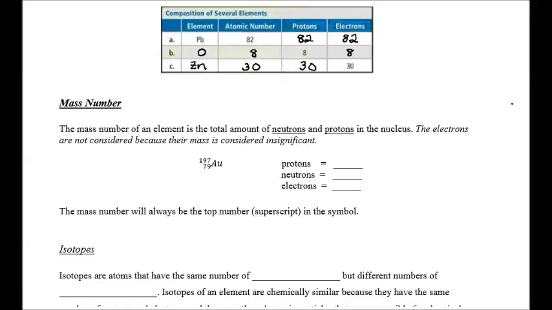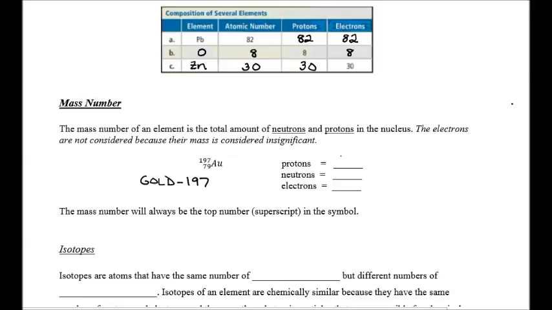After atomic number, we have what's called a mass number. The mass number is simply the total amount of neutrons and protons in the nucleus. The electrons are not considered because their mass is almost 0. So here we have one way of writing gold. We could also say gold-197. Each of these just represents a way of writing gold, but it allows us to figure out how many protons, neutrons, and electrons are in that specific element.